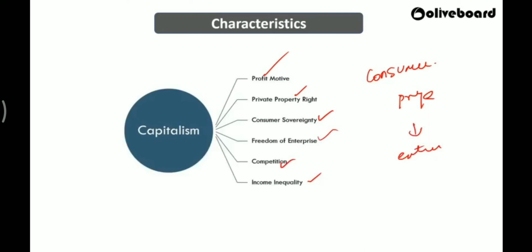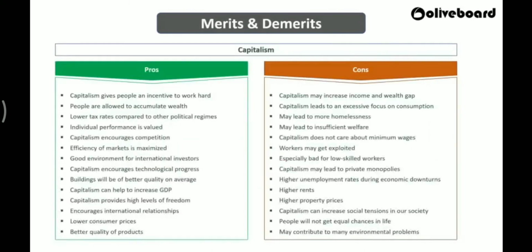All right. Next, I have given merits and demerits, guys. Here we see the pros of capitalism. Capitalism gives people an incentive to work hard. Yes. Why? Because if you work hard, definitely you will get good returns, because profit is your main motive. And when you work hard, definitely you will be recognized in your organization. People are allowed to accumulate wealth, right? This is the reason for income inequality.